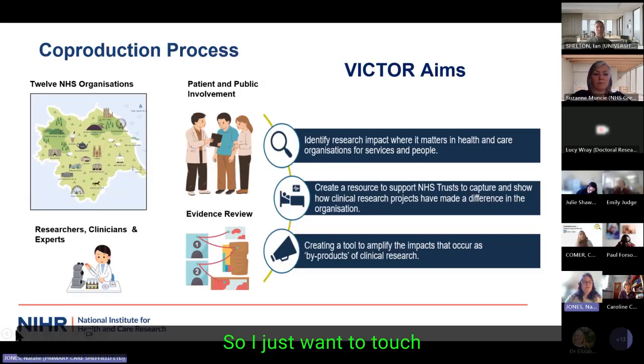So I just want to touch on the fact that how we developed Victor was over a year. We developed it with 12 organisations in Yorkshire and Humber, and lots of experts and patient and public involvement and an evidence review helped us really bring together, triangulate a lot of data, help us develop the questions in the tool.